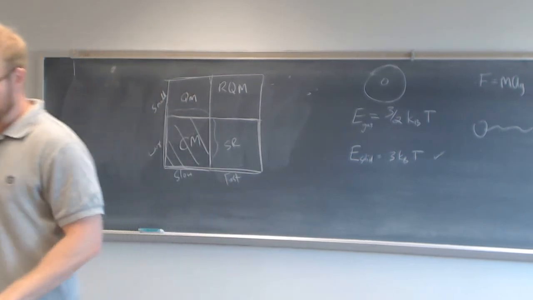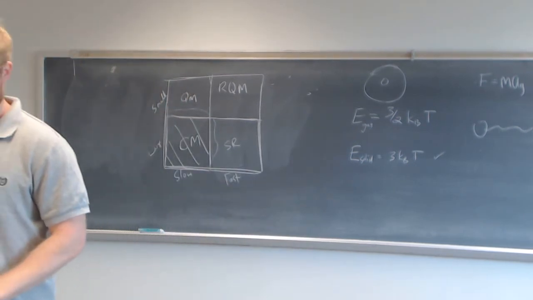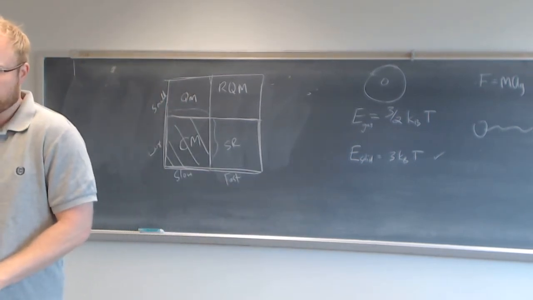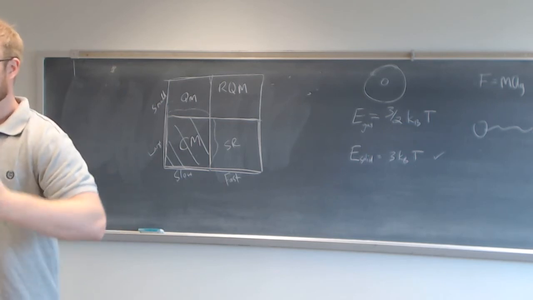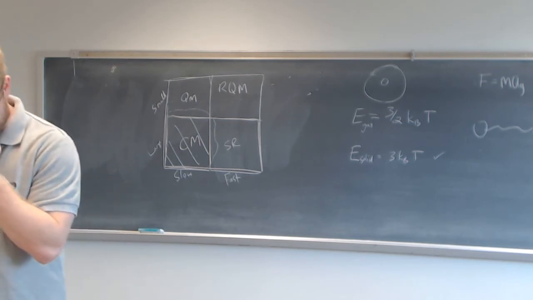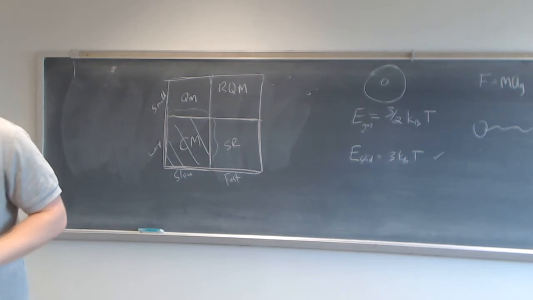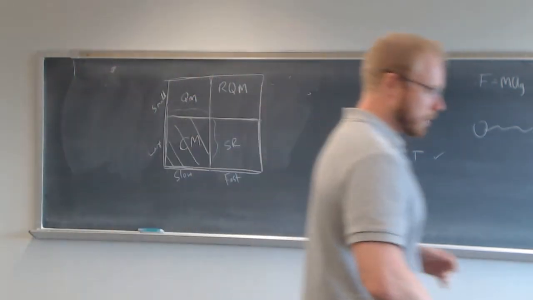Okay, and we'll do some examples when we get to special relativity of big and slow things, and we'll see that we get the same things that we would if we used our normal Newtonian equations.